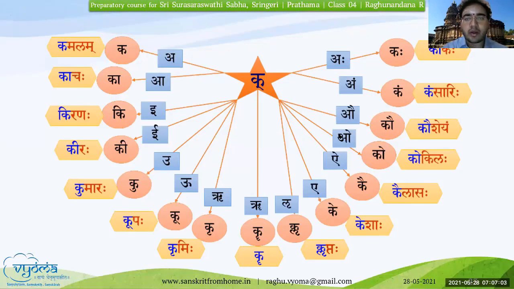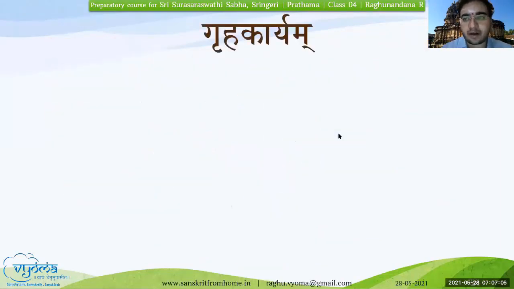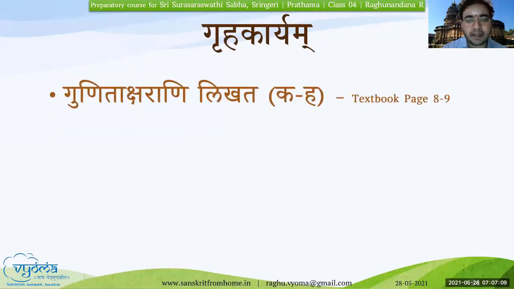We'll proceed further. This is the Griha Karyam, this is the homework. So please ensure that you all write the Gunitaksharas for all the letters, that is Ka to Ha, in your notebook. Those who have got the new textbook, if you have the textbook, write it in the textbook. I have just also referred to the page numbers in the textbook, 8 and 9. But otherwise, don't worry. Just write it in your notebook, in your classwork or any of your notebooks. For all the letters, Ka to Ha, write these Gunitaksharas. Ka, Ki, like that, Cha, Chi, Chu. And then similarly, Ta, Ti, Tu, and all.